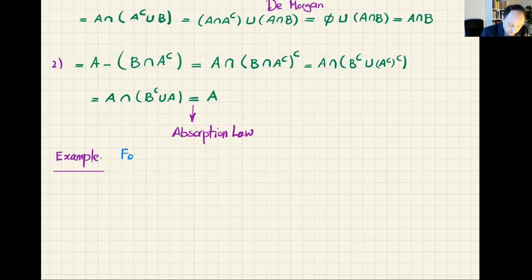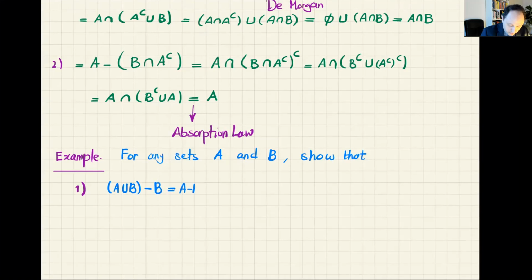For any sets A and B, show that number one, (A union B) minus B is equal to A minus B.